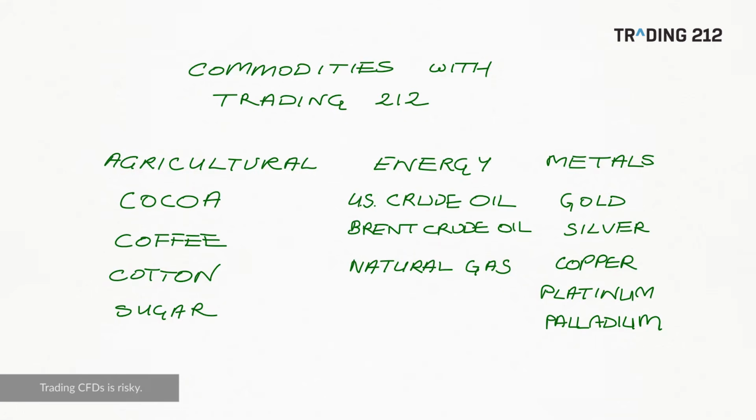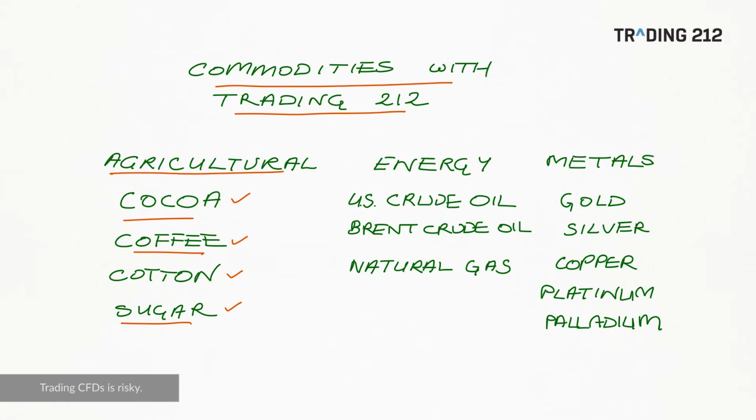So these are the commodities that we just saw in the web app, and these are the commodities that you can trade with Trading 212. So let's run through the list. In the agricultural bracket, we have cocoa, coffee, cotton and sugar. And of these 4, cocoa, coffee and sugar are sometimes referred to as softs in the commodity market.